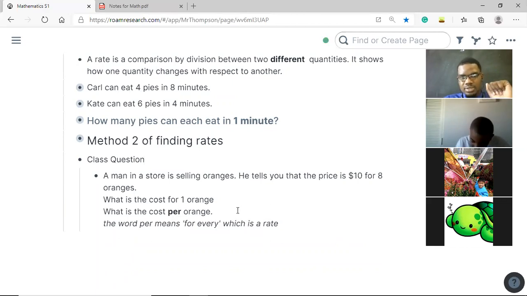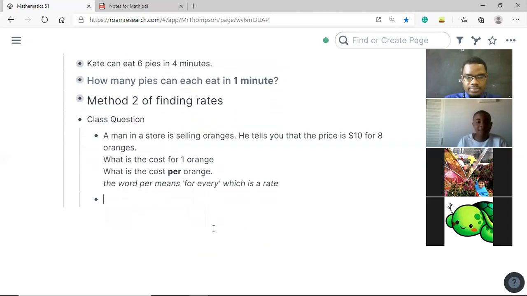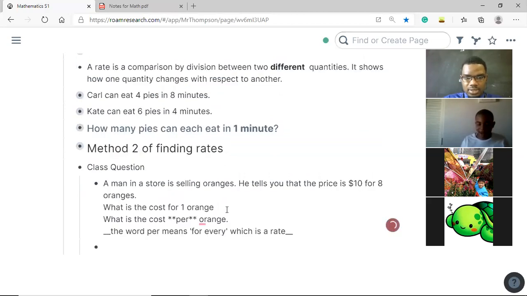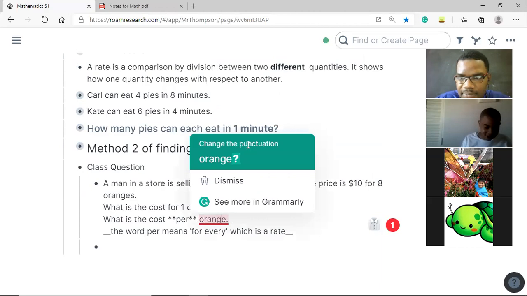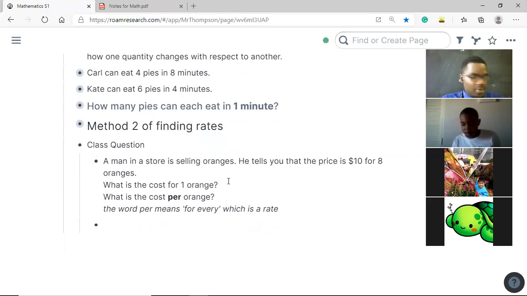Everybody understand the question? We're going to attempt the question together. Here we go. So look at this from the calculator, everybody.